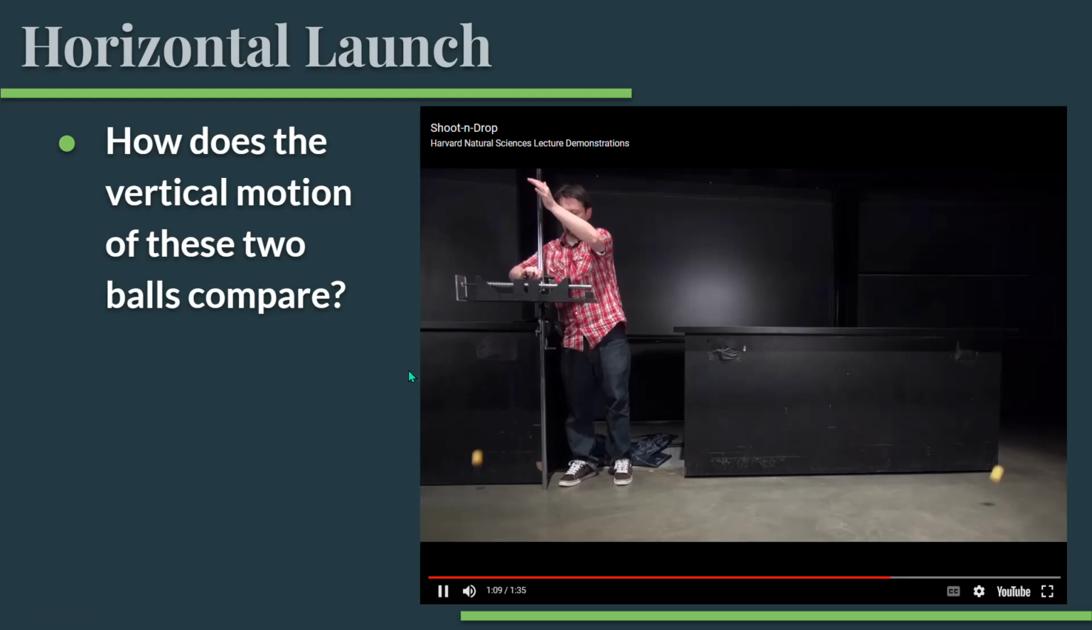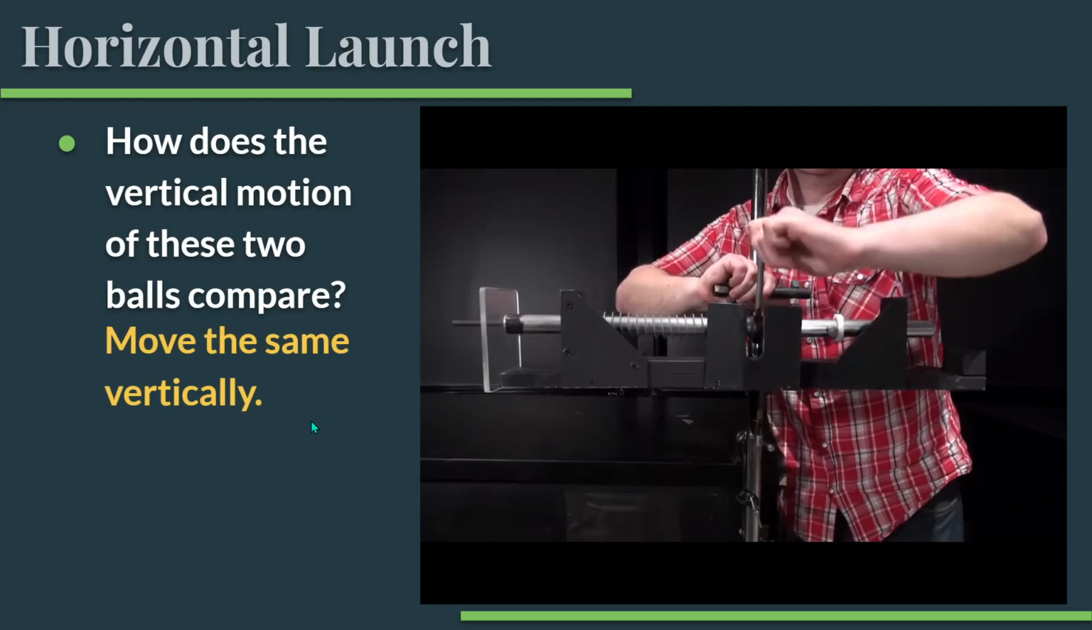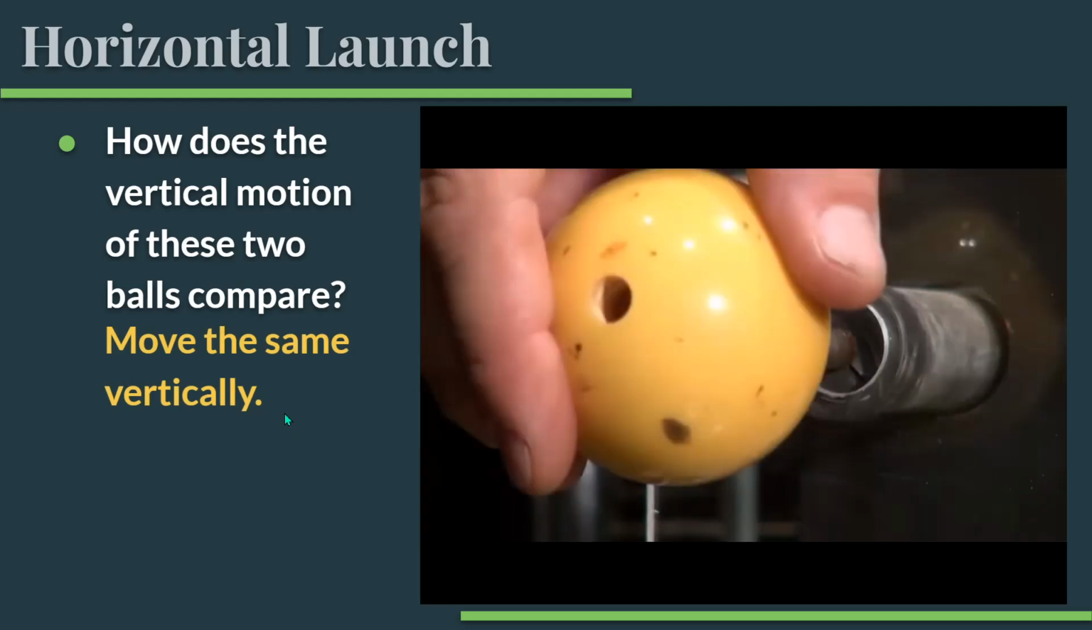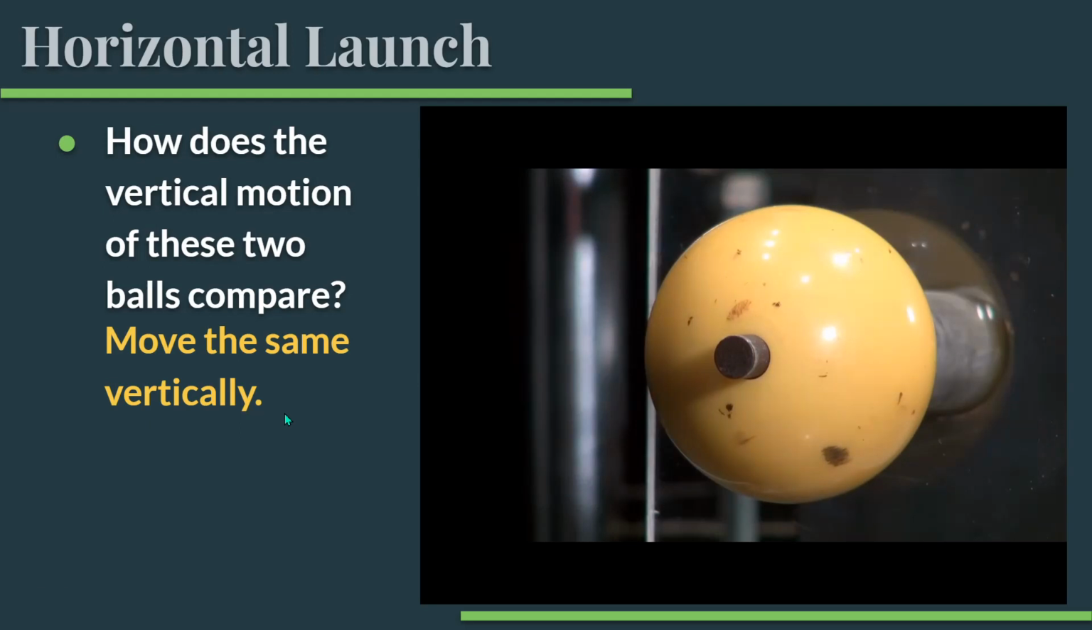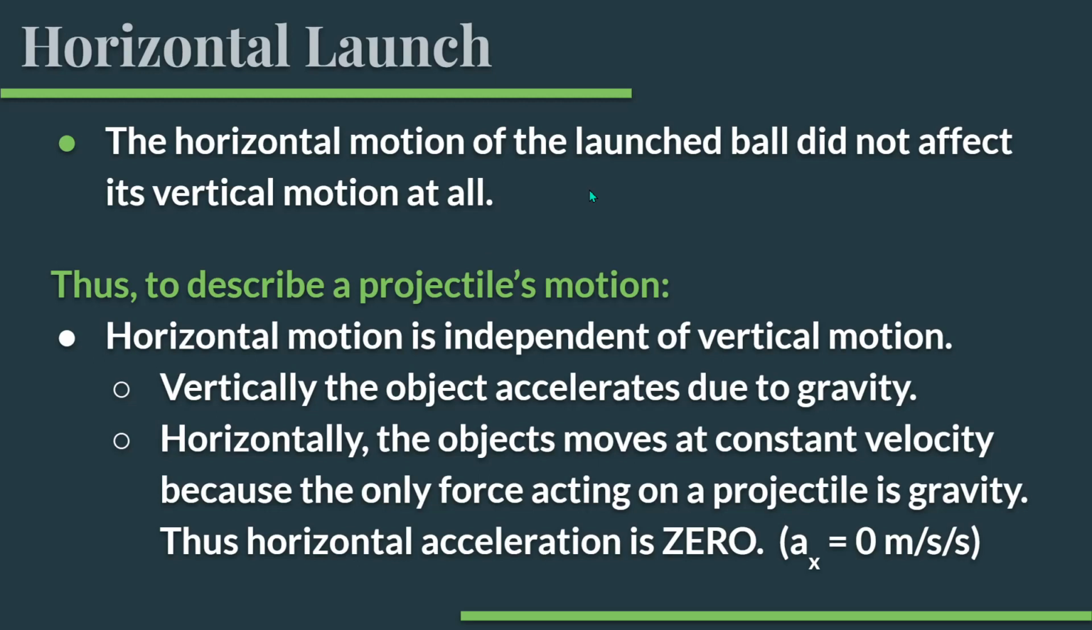Okay, so they're hitting at the same time vertically. And so their vertical motions are actually the same. They have the same vertical motion, whether they are launched forward or whether they are just dropped straight down. Okay, so the horizontal motion of the launched ball does not affect the vertical motion. They are completely independent of one another. Okay, so vertically, a projectile moves exactly the same way, whether it is launched forward or dropped straight down. Of course, you have horizontal motion with one and not the other, but they are independent of one another.